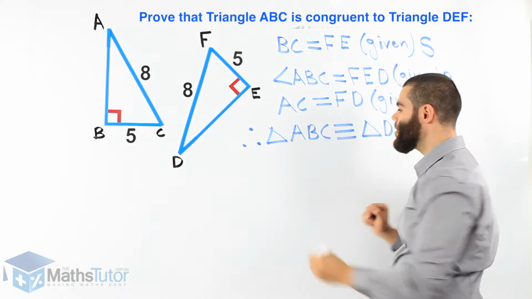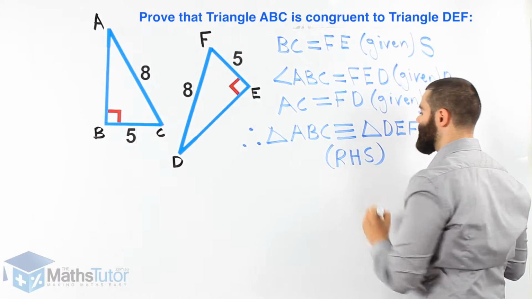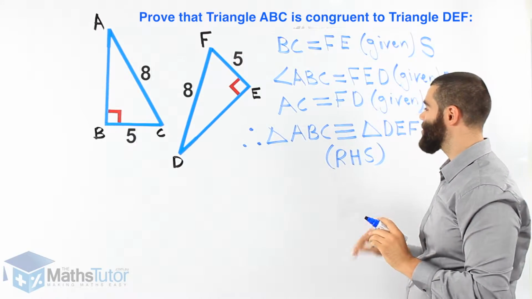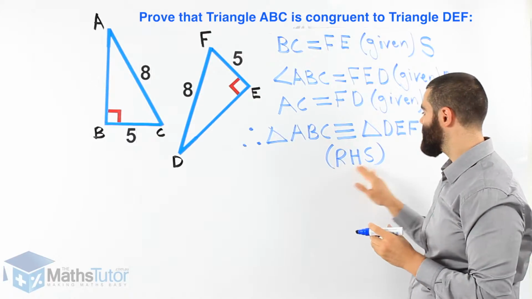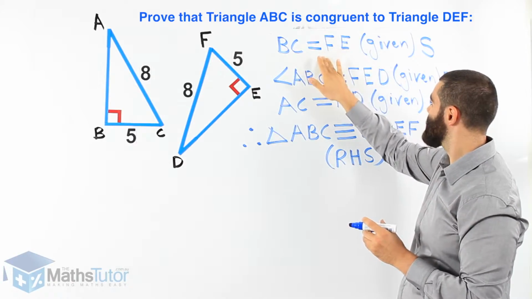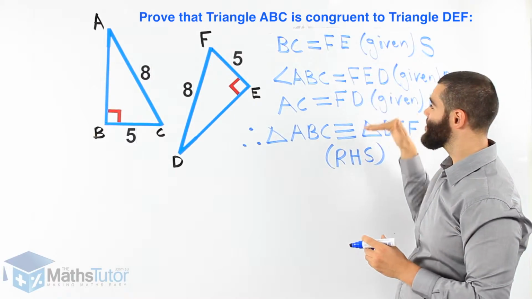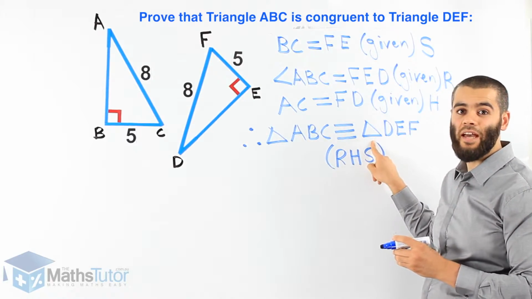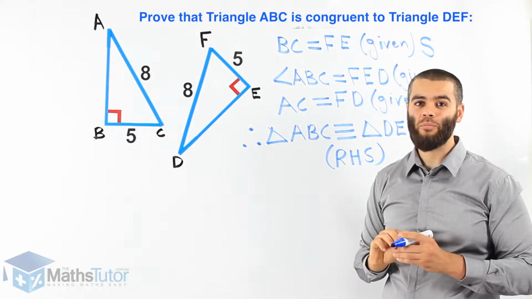What did we use? Which condition? We used RHS. So therefore, we have answered the question, we have proven that triangle ABC is congruent to triangle DEF. We have given the reason for our answer, given information. That was the information given to us. We write it down, we stipulate it, and we write our conclusion. Therefore, triangle ABC is congruent to triangle DEF, and the condition we used, RHS, right angle hypotenuse side.